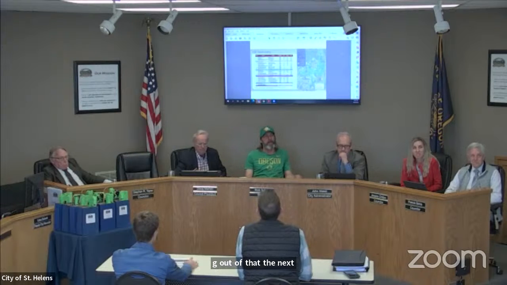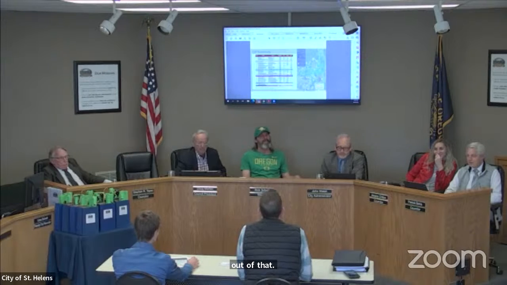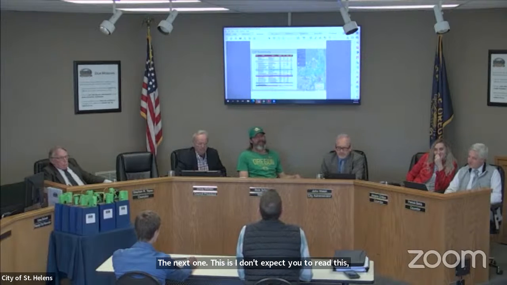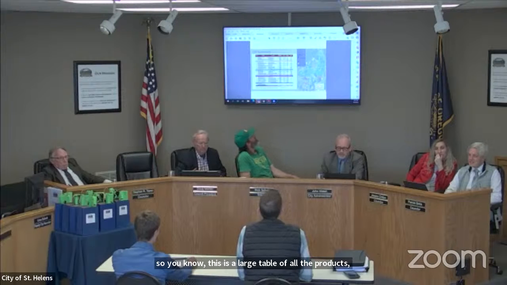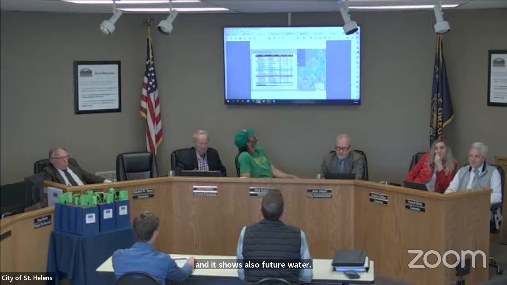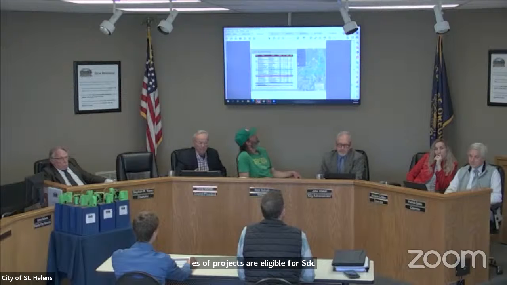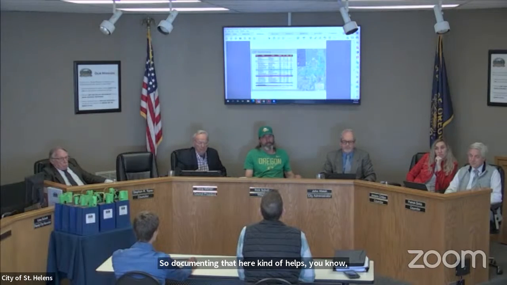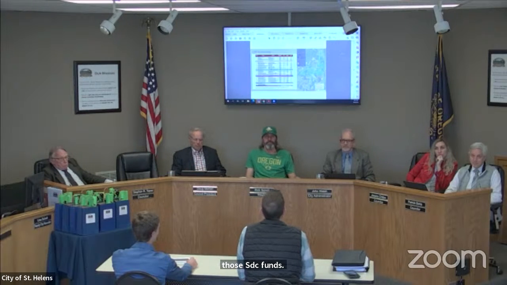The next one. I don't expect you to read this. This is a large table of all the projects. And it shows also future water master plans, future water management conservation plans. What's important there is those types of projects are eligible for SDCs. So documenting that here helps potentially fund those projects in the future with those SDC funds. Those are decisions not to be made by us. We just allocate what its eligibility for SDC funds are.